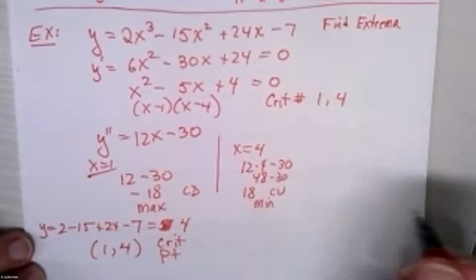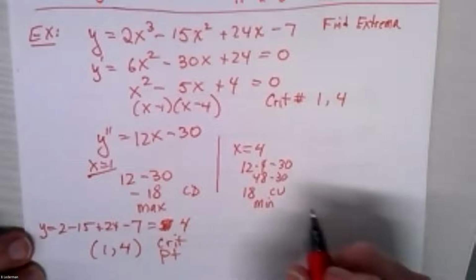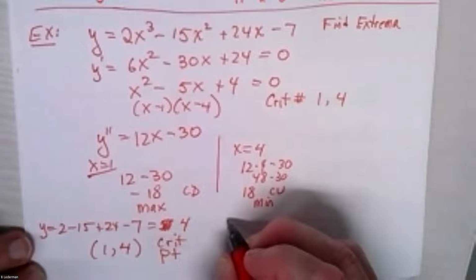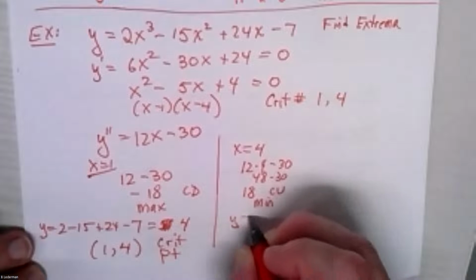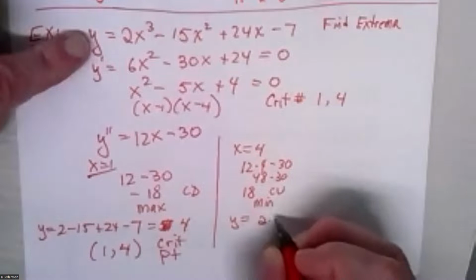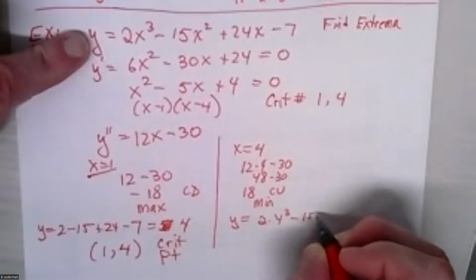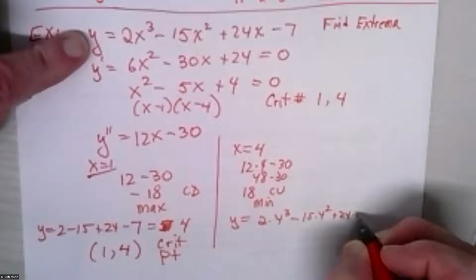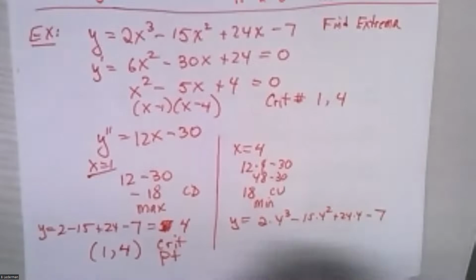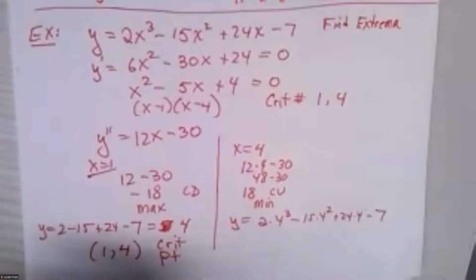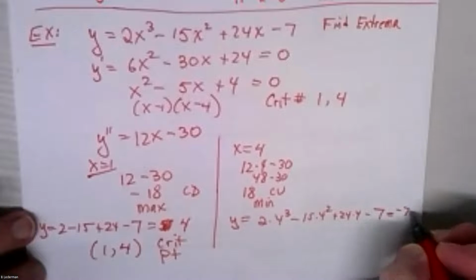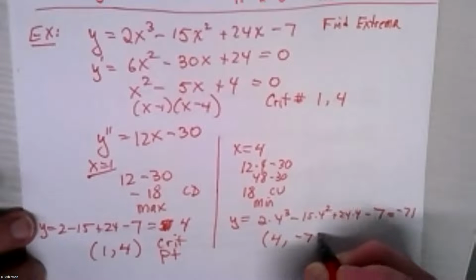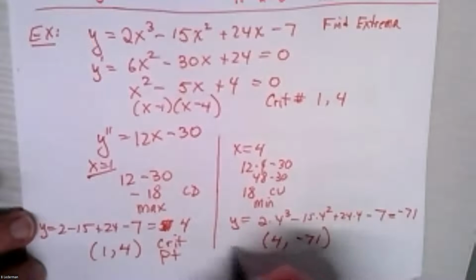My next critical point would be, I'm going to plug 4 in. So I get y equals 2 times 4 to the third minus 15 times 4 squared plus 24 times 4 minus 7. And that equals negative 71. So my second critical point would be (4, -71). That's my second critical point.